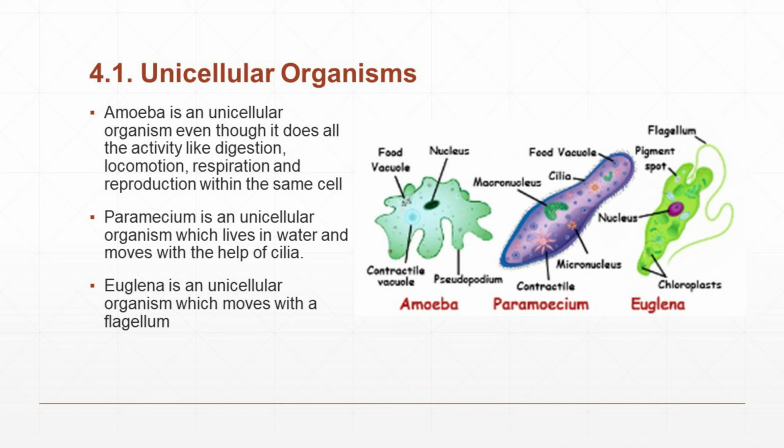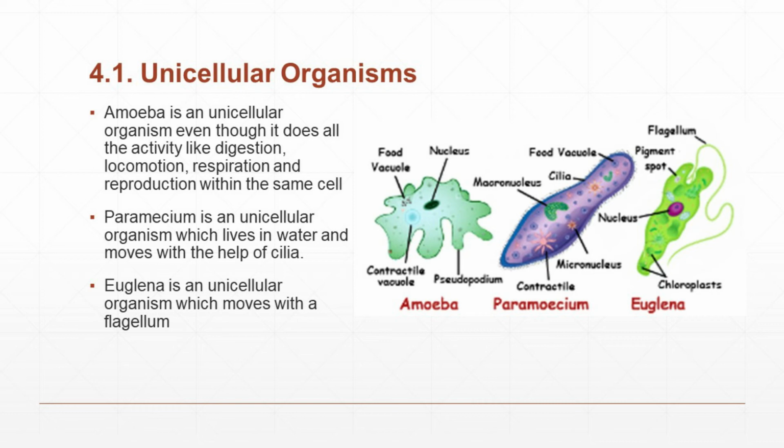Here also some of the parts are labeled. We are going to learn about cilia only in this organelle. The shape is just like a slipper. This paramecium is also a unicellular organism which lives in water. Here the locomotion or the movement is carried out with the help of the cilia. Cilia means hair-like structure found on the surface of the organism, that is called cilia. Cilia helps paramecium to move in water.